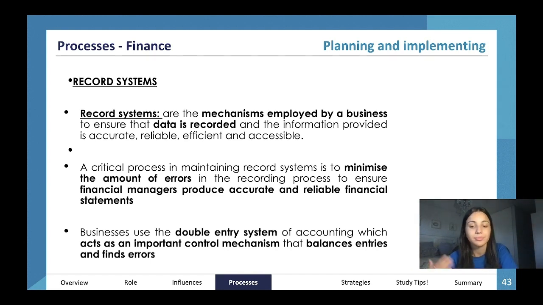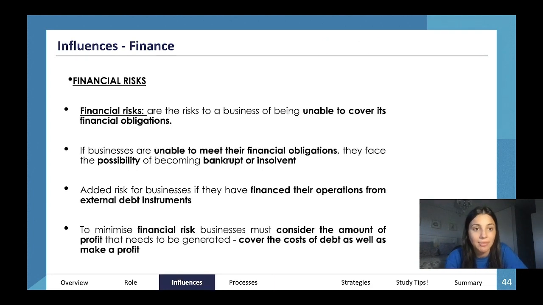And to do that, they can use the double entry system of accounting, which acts as an important control mechanism, and it balances the entries and finds errors between them, just so you're not producing systems and accounting statements that have errors in them.